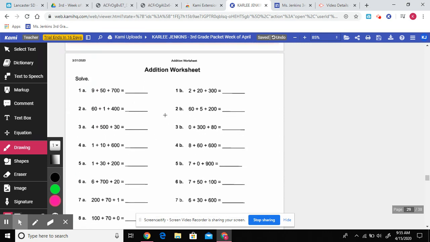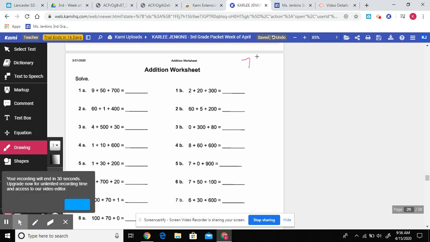Now go ahead and do the addition worksheet on your own. My suggestion, what's easier for me, is to add stuff going this way, like so for instance, number 1, 700 plus 50 plus 9, and add them that way. So like 9, 5, and 7, so 759.